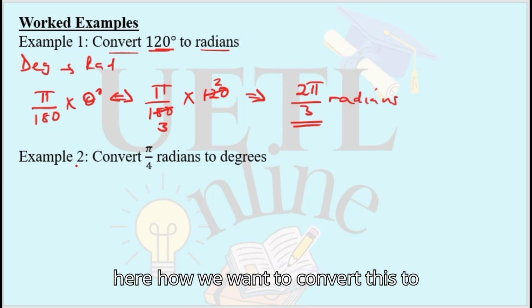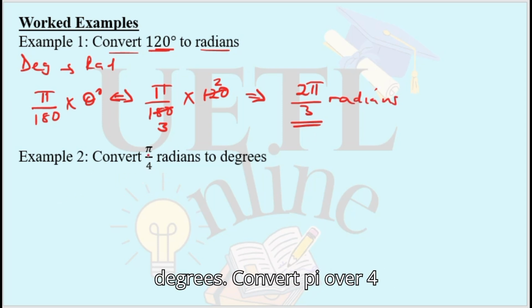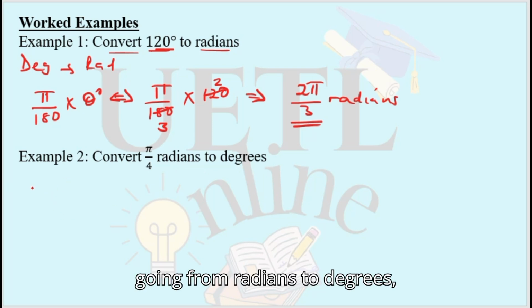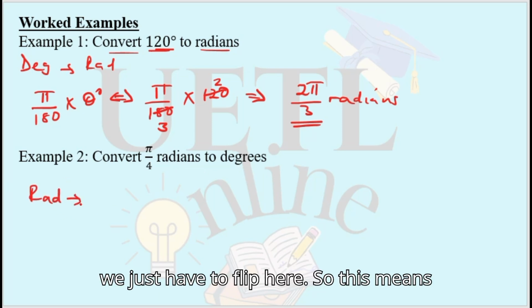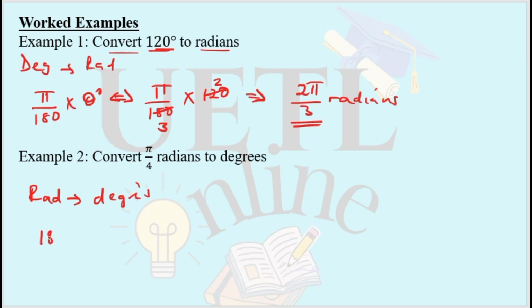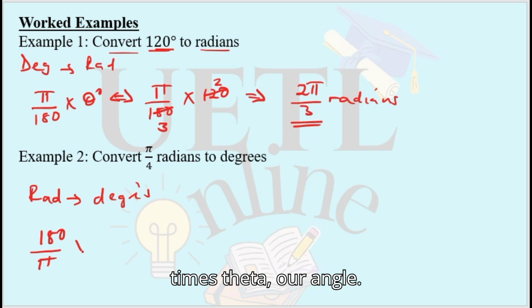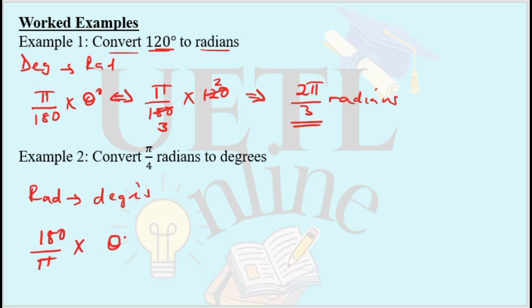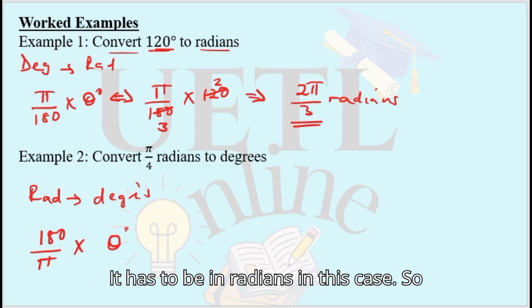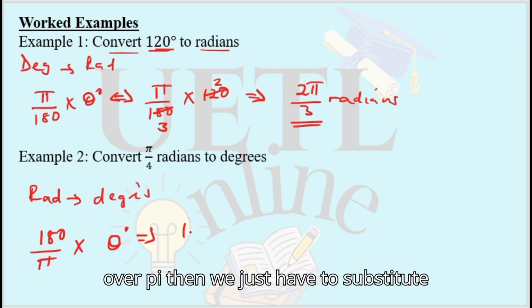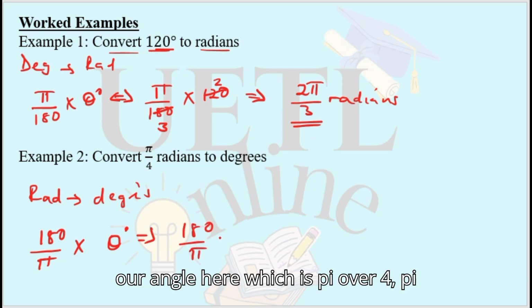Now let's see how we convert to degrees. Convert pi over 4 radians to degrees. If we are going from radians to degrees, we just have to flip. So this means that the answer becomes 180 over pi times theta, our angle in radians. It has to be in radians in this case. So now we just say 180 over pi, then we substitute our angle here, which is pi over 4.